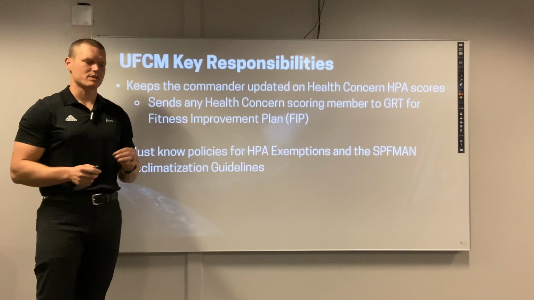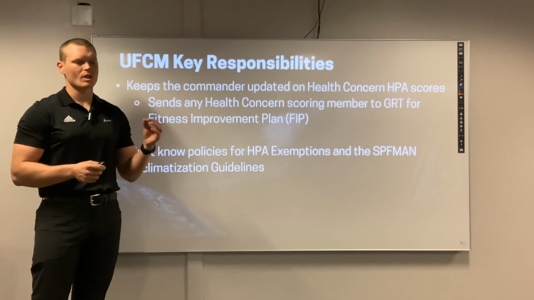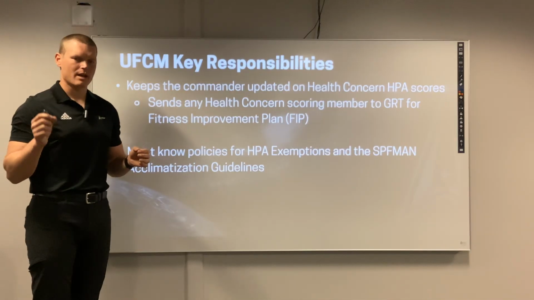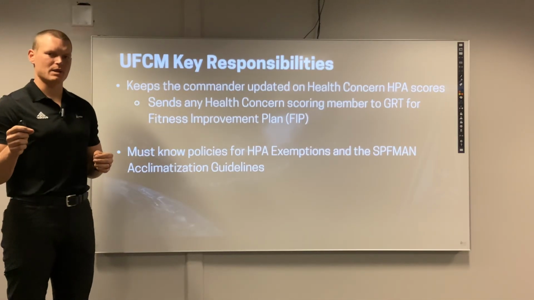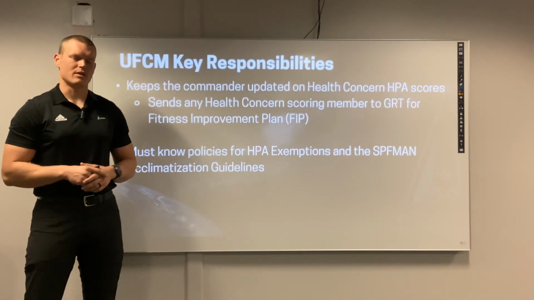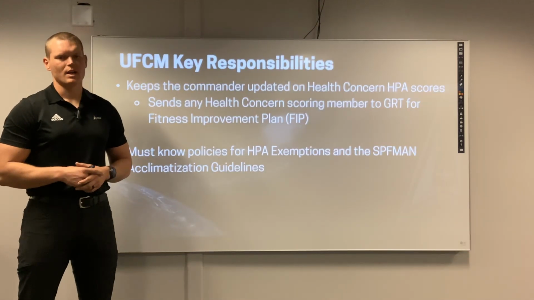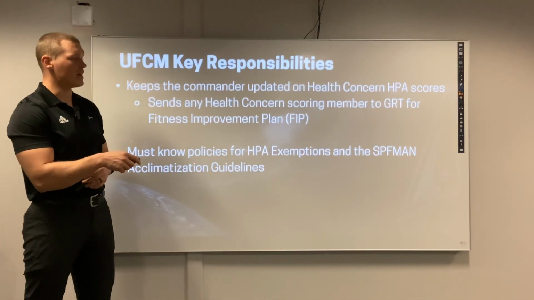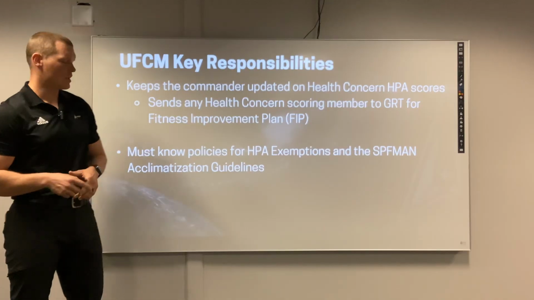So if a member scores, let's say, a 59.9 in April, they would be due in the month of July. In that month of July is when that next HPA due date would be assigned, after they've completed the fitness improvement plan with the local Guardian Resilience team. And then they would essentially be due in July and reconduct that HPA assessment.